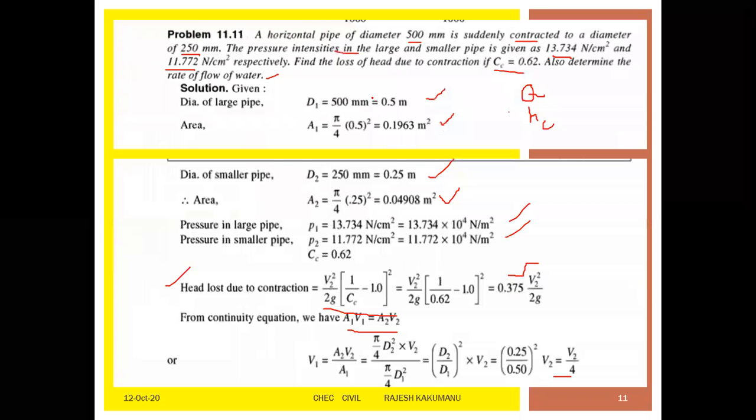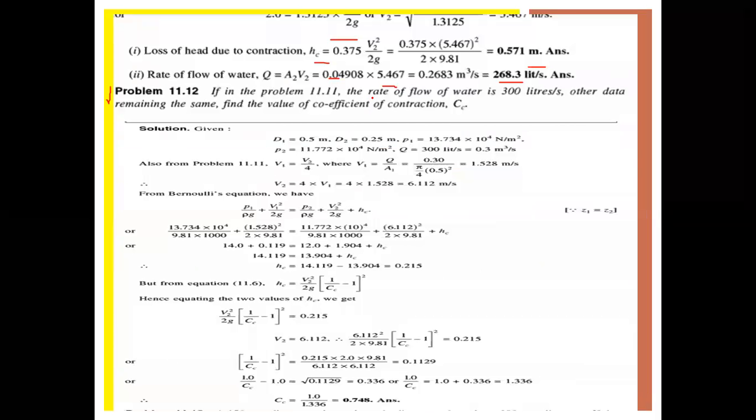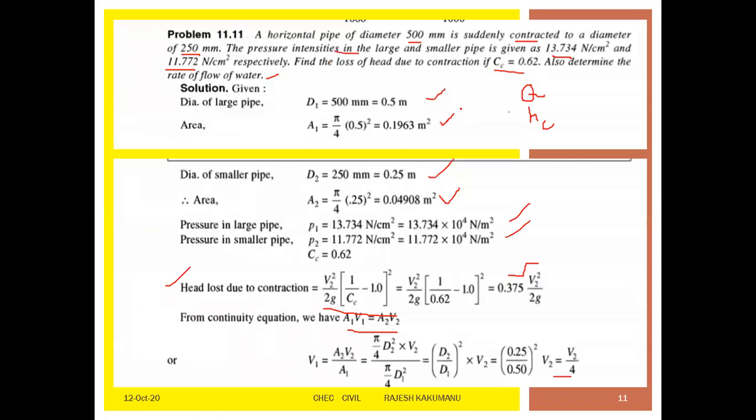In problem 11.11, we take the continuity from the previous problem. The rate of flow of water is 300. The Q value is 300, other data remaining the same. Find the value of coefficient of contraction, Cc. In the previous problem Cc was already given. In the next problem, Cc is not given; in place of Cc they gave the Q value. The remaining matter is all the same.